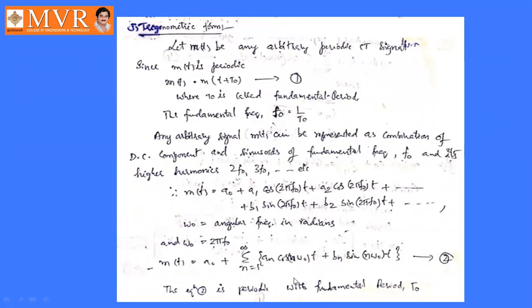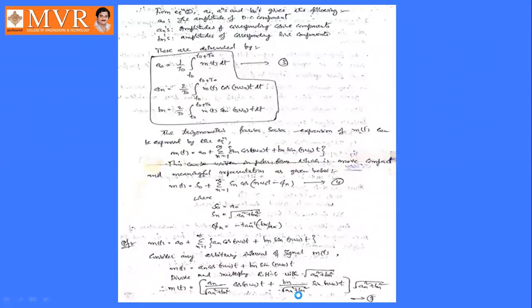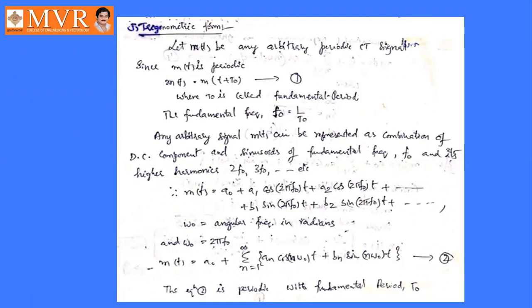This equation number 2 is periodic with fundamental period T naught. So the arbitrary signal m of t, which is a periodic signal, can be represented as m of t equal to m of t plus T naught.